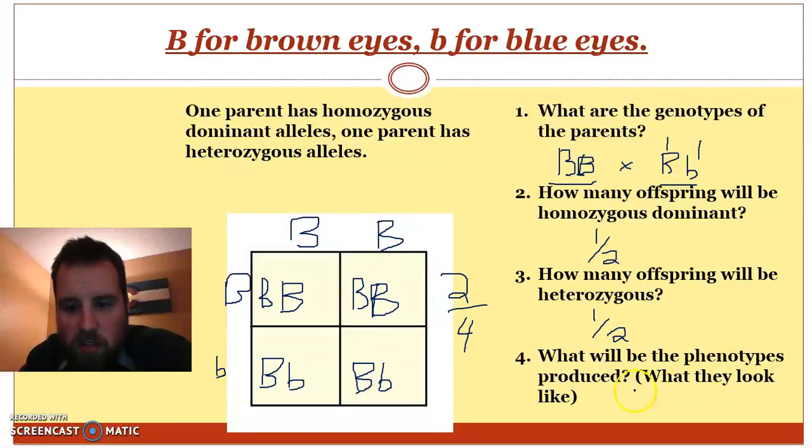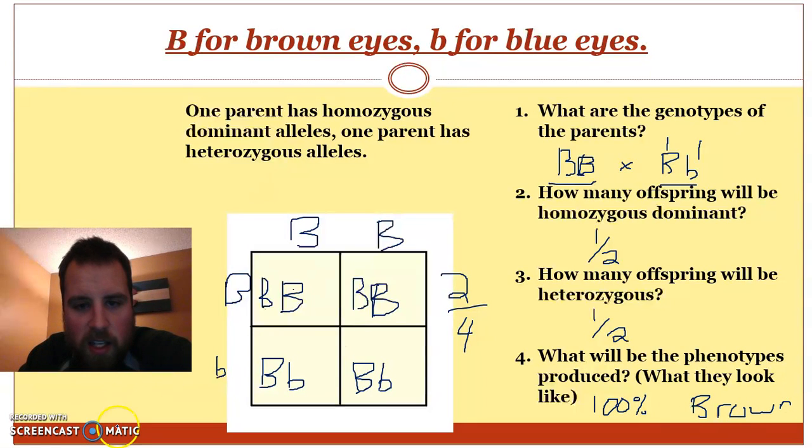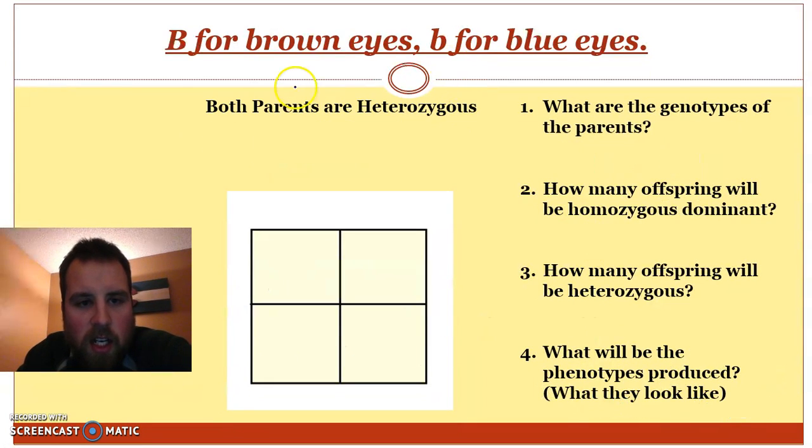And then number 4 says, what will be the phenotypes produced? Remember, phenotypes is what will they look like? So, big B, remember that big B is for brown, little b is for blue. This guy would be brown, because he's got brown and brown. Now, when we get to heterozygotes, pay attention to which one is dominant and which one is recessive. Big B and little b. Big B for brown, little b for blue, brown and brown. So, you would get 100% brown eyes.